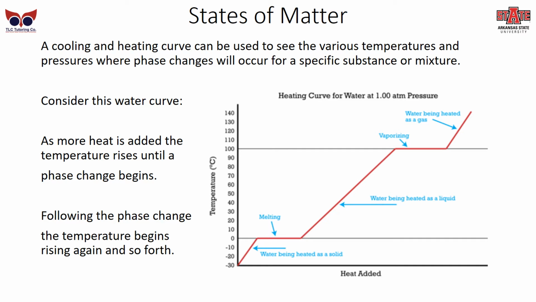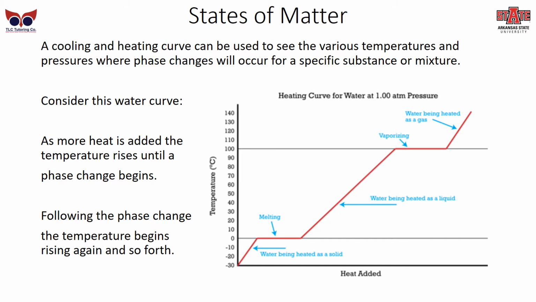Notice, heat is still being added, but the temperature is not rising. It will stay at 0 until all the ice is melted. Then the water begins to heat as a liquid. If you put it on your stovetop, as you add more heat to it, the temperature rises until it starts to boil. Now it's vaporizing.